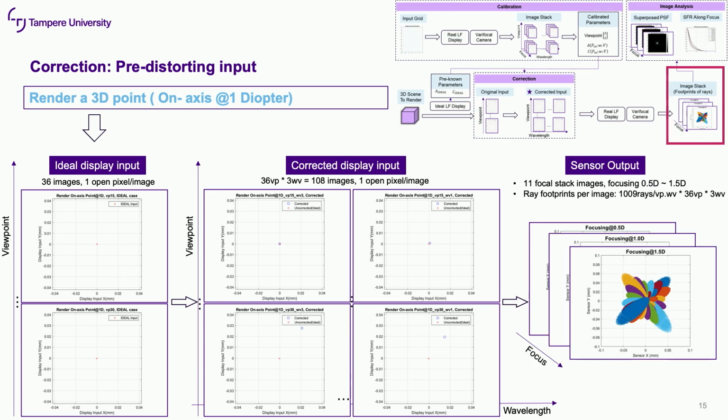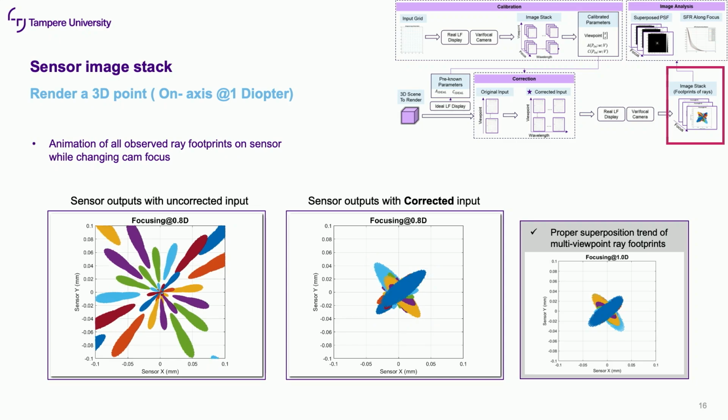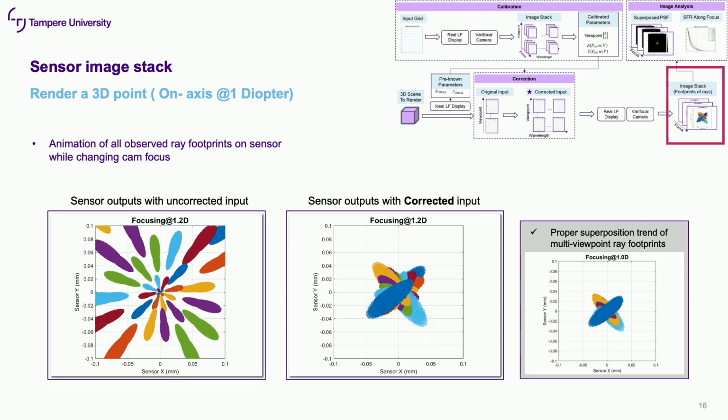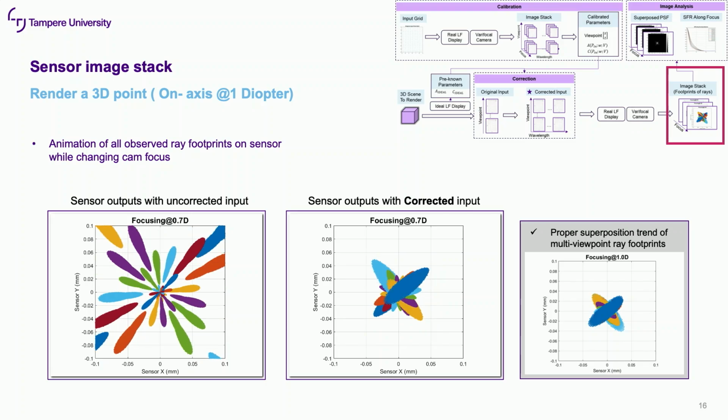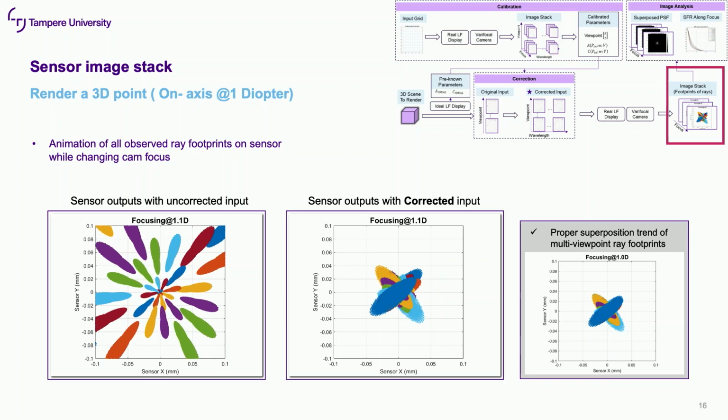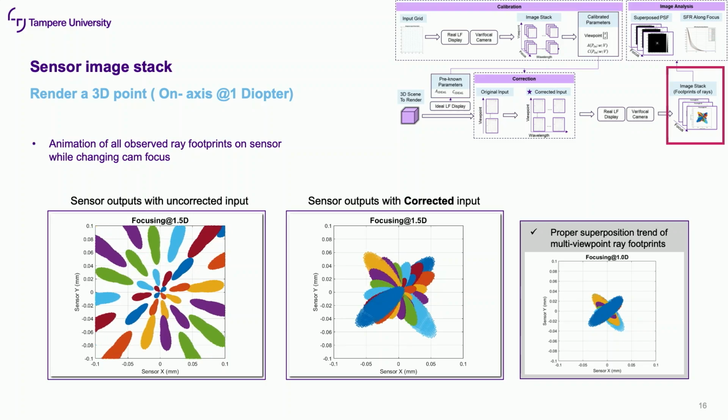Then, by tracing rays in our simulation, we finally obtain the ray footprints for all wavelengths and viewpoints in each of the focal stacked images. In this slide, we compile these 11 focal stacked images, ranging from 0.5 diopters to 1.5 diopters, into an animation. It visually demonstrates the effect across the different focal distances.